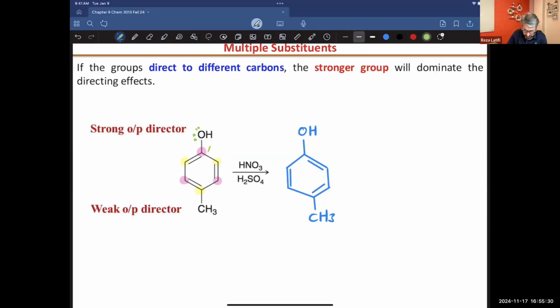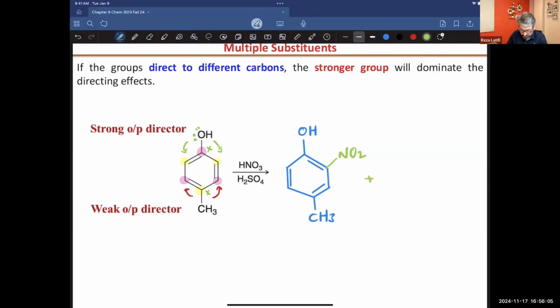So these two positions cannot happen. We can't have any addition in those two positions because they're taken by OH and the methyl. Now, yellow is favored by hydroxide, and these two are favored by methyl. Where do you want to add, like the NO2? So the nitro group, you should add it here. This is going to be the major product.